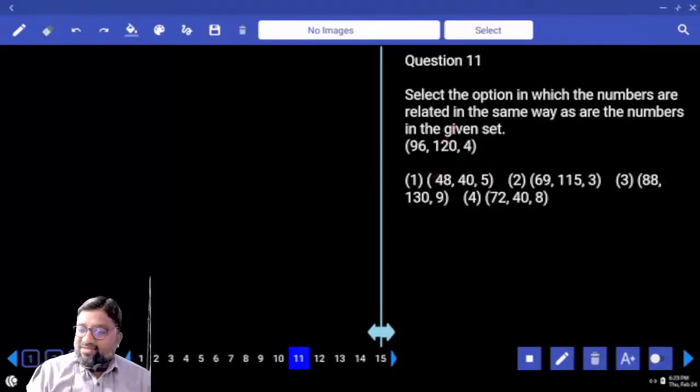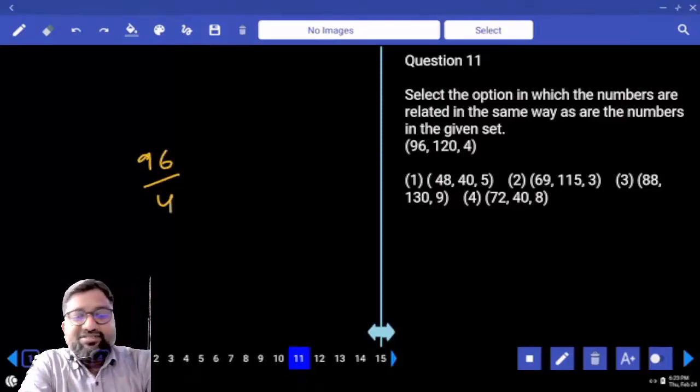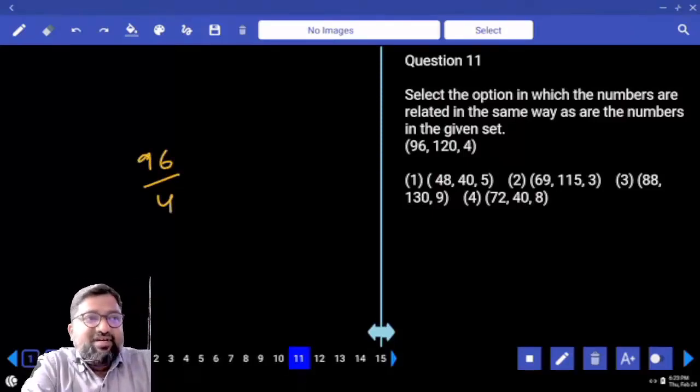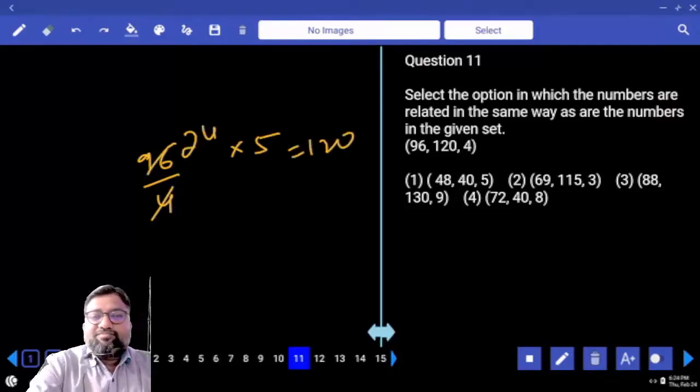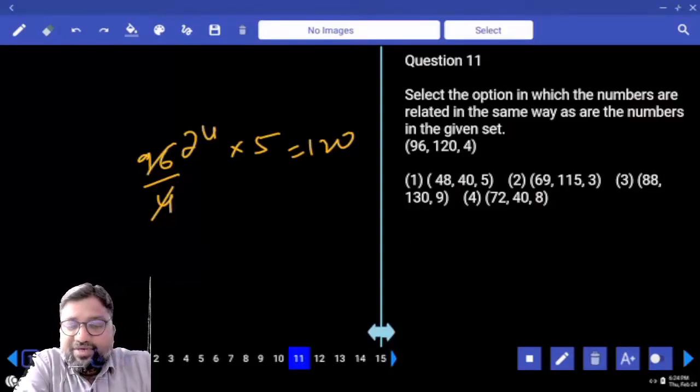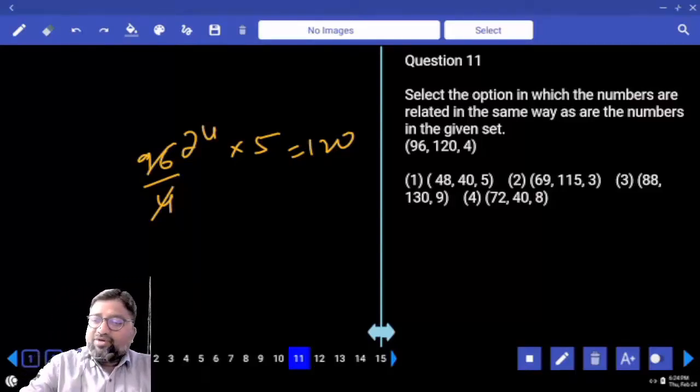Let's go for the next one. Now this is what everybody is waiting for. Let's see this. 96 divided by 4. What is 96 divided by 4? 24. 24 into 5. 96 divided by 4 is 24, into 5 is 120. Similarly, 48 is not divisible by 5. Wrong. See, I can say this one thing here.